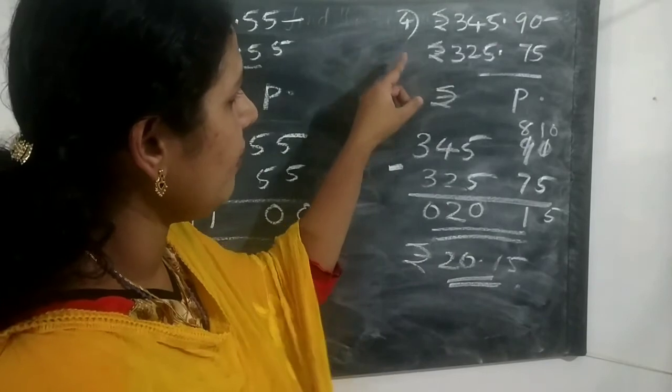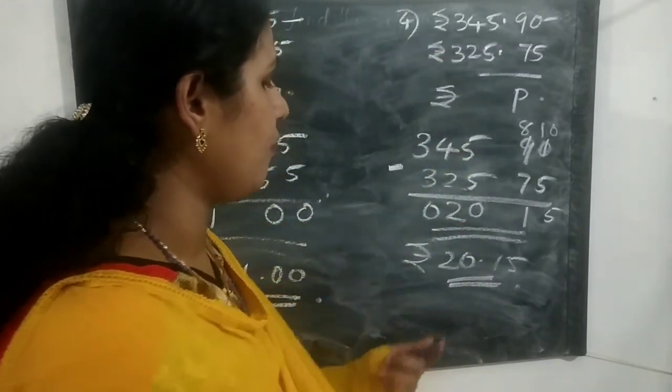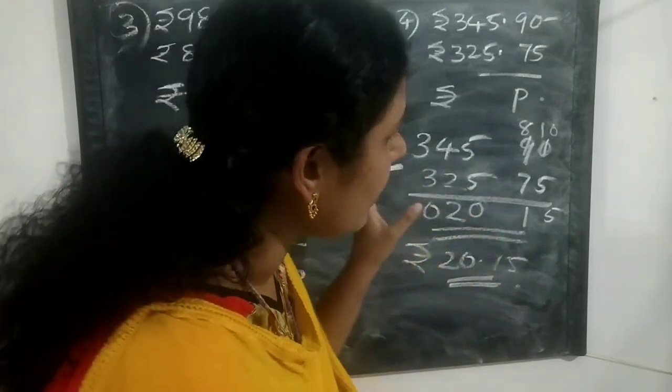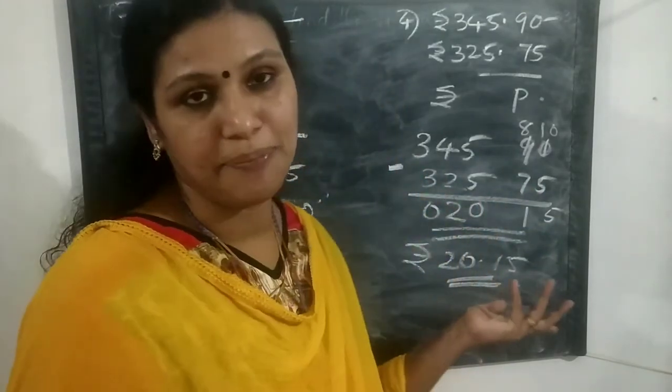If we know addition and subtraction, then it is very simple. Here we write the rupees and paisa: first we write the rupees under the rupees column and the paisa under the paisa column, and add or subtract only.